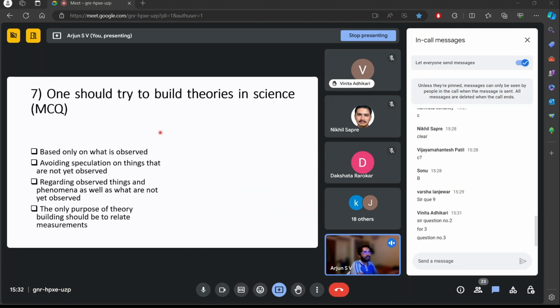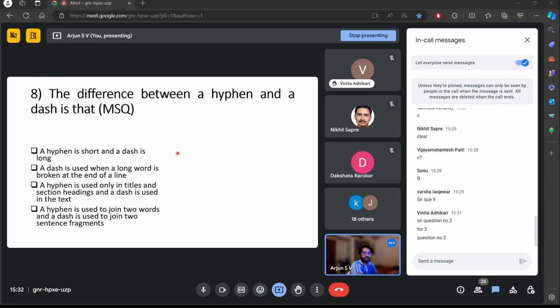Seventh question, one should try to rebuild theories in science regarding observed things and phenomena as well as what are not yet observed. So, option C. Vinita, we will come back to question number 3 afterwards.